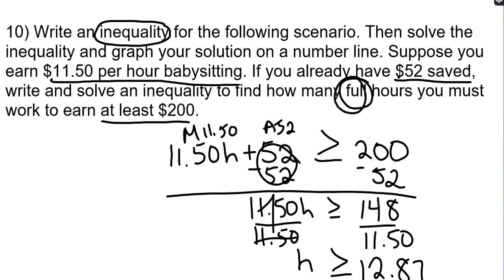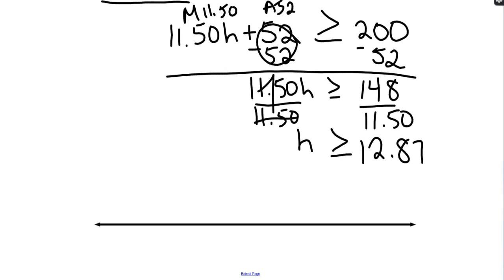So if 12.87 is going to work, you're going to have to work a little bit more, right? You're going to have to get 13 hours, so you have a few dollars more than the $200, because the lower full amount of hours, 12 hours, is not quite going to cut it. It's not going to be enough money. So really, the number of hours you want to work has to be at least 13 hours. So let's get that on a number line.